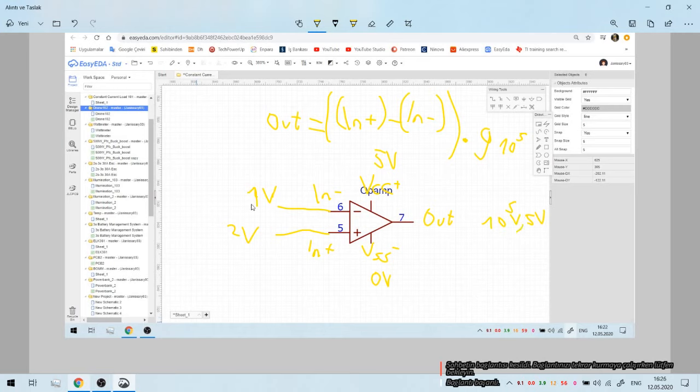In the other way, if we use here only 3 volt, 2 minus 3 minus 1 times 10 over 5 equals also minus 10 over 5, but it will saturate on 0 volt. So if in plus is higher than in minus, it gives us 5 volt, otherwise it gives us 0 volt only.